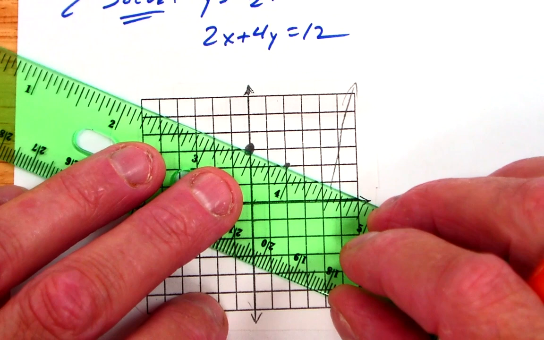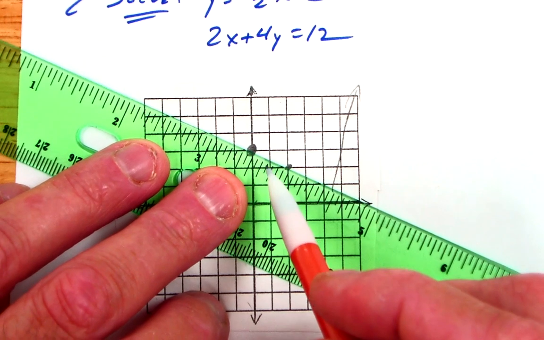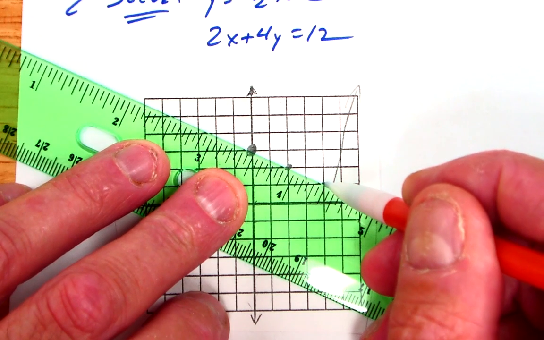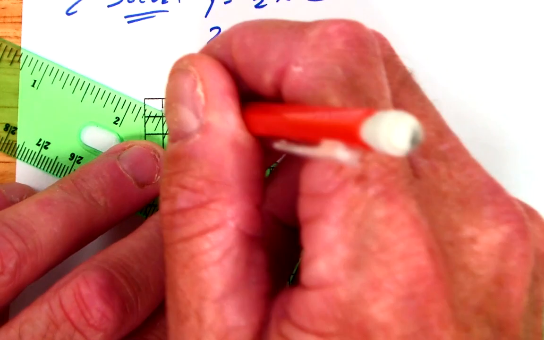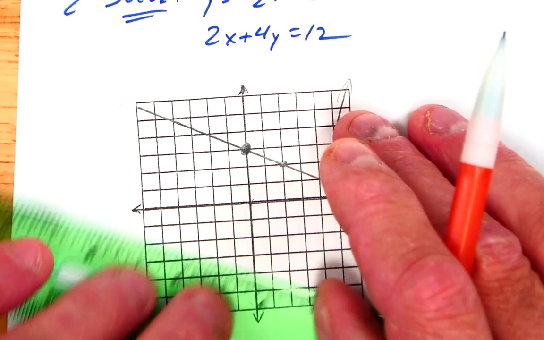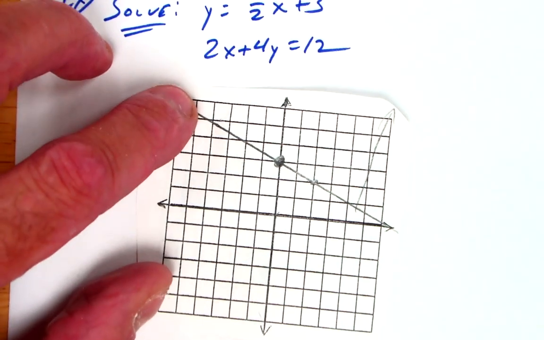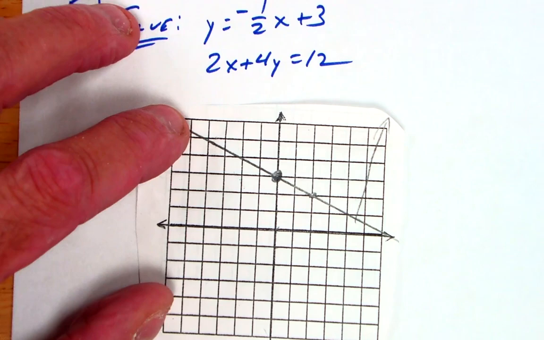Okay. Now, out of all seriousness, when I do this, if I know my slope is negative 1/2, I'm going to try and go through another point over here that shows the same slope. I'm not just going to hit those 2 points. I'm going to try and hit more. So anyway, okay, that one.